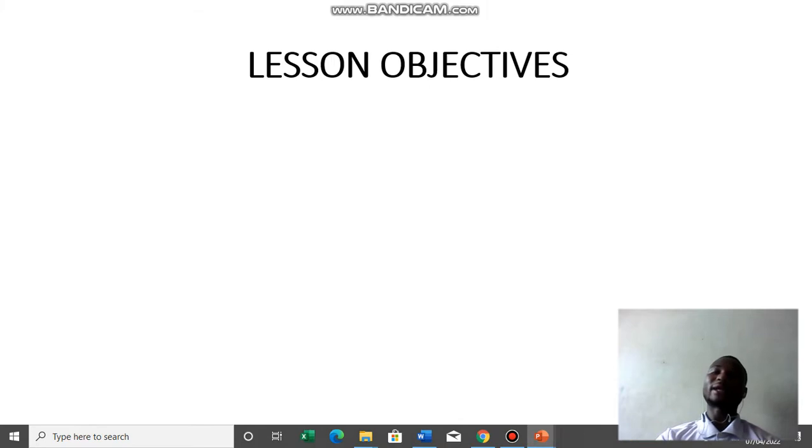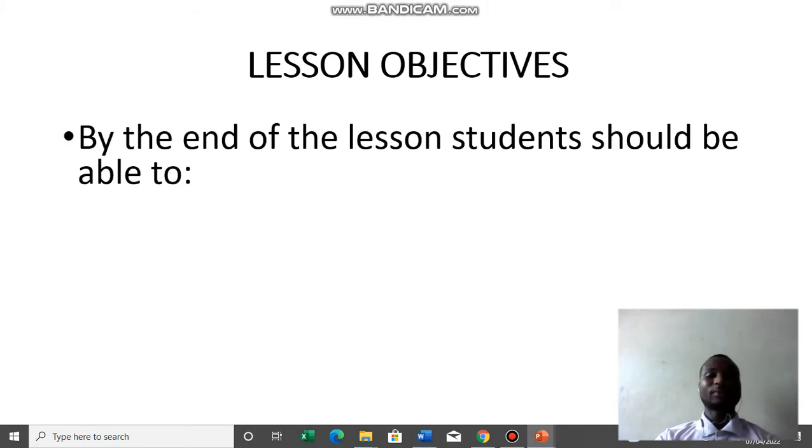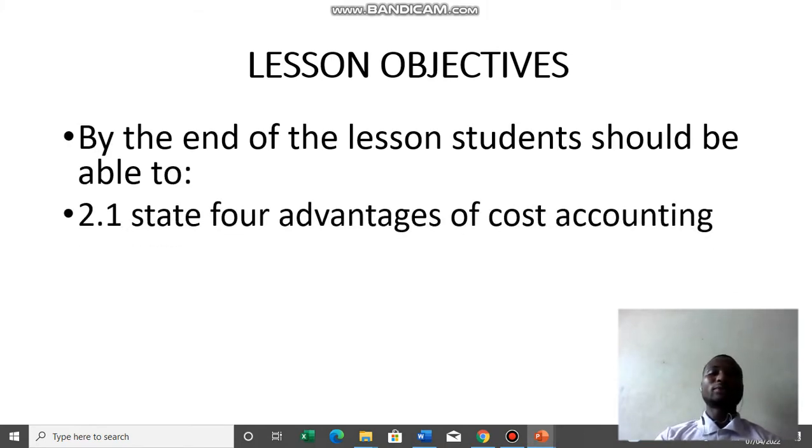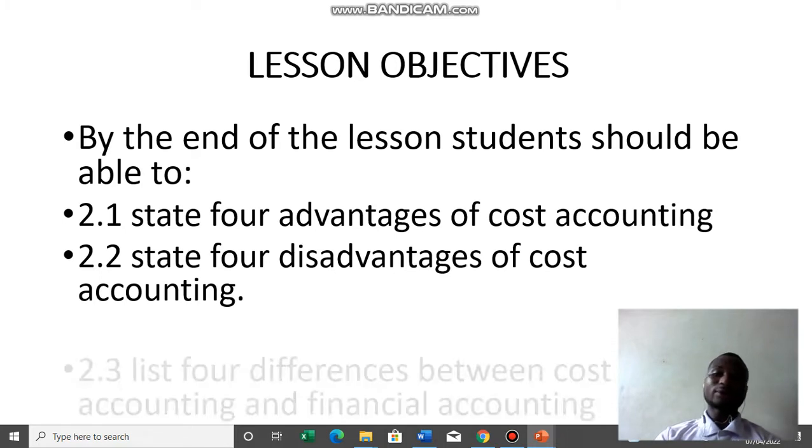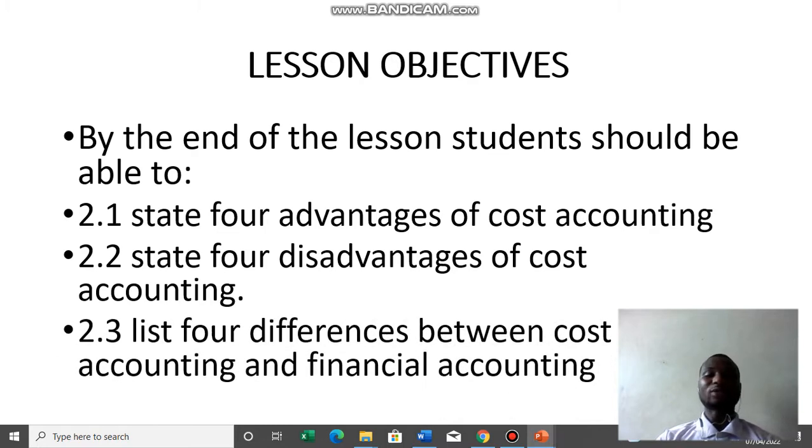Now, by the end of this lecture today, what do we intend to achieve? We should be able to state 4 advantages of cost accounting. We will also want you to be able to state 4 disadvantages associated with cost accounting. And then we would like to now look at the differences between cost accounting and financial accounting.